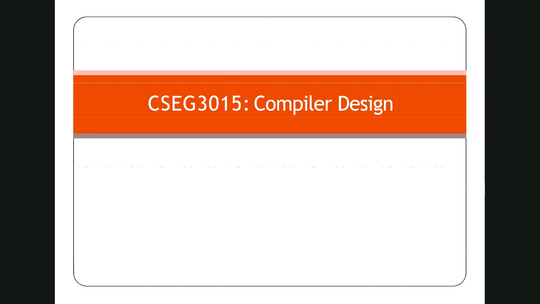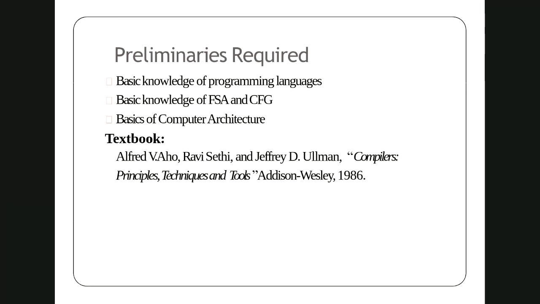Fine. So, compiler design. The subject code is CSEG3015, compiler design, right? That's the preliminary part of your compiler design. Is it readable, or should I increase the size? I think this would be better.